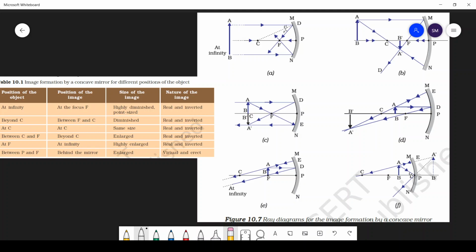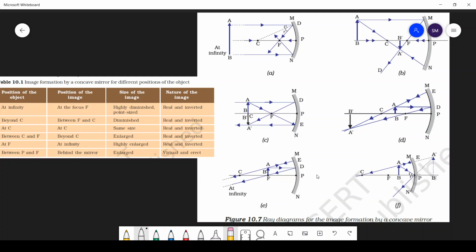So this was the last case that we were discussing, the image between the focus and the pole. The incident ray is incident on the pole obliquely, so this will be the reflected ray. So it appears that it is coming from this point. So that's how the image formation takes place, students.